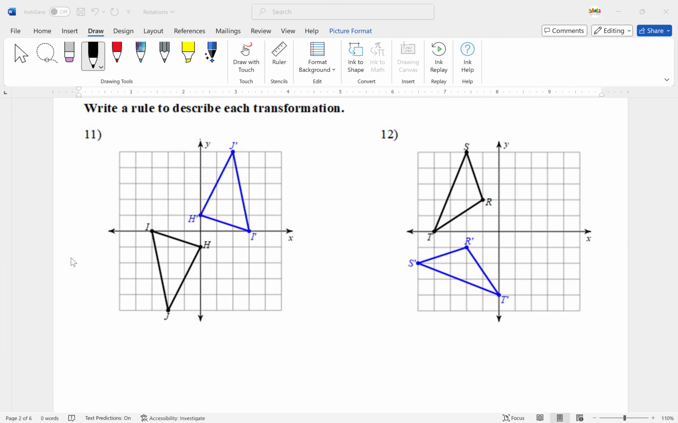Now, some people think, when it comes to rotation, oh, that looks like reflection. Well, not really. Now I'm going to show you why not. Look at the points H and H prime. Find the point that is right in between them. You would say, well, that's that point.